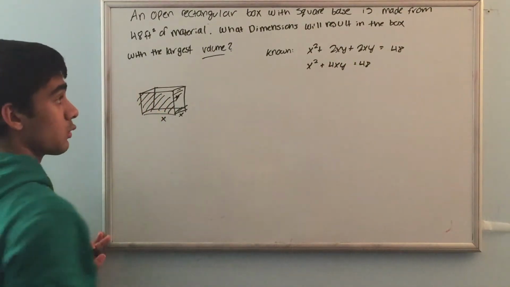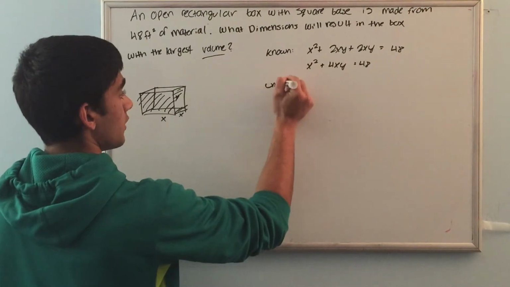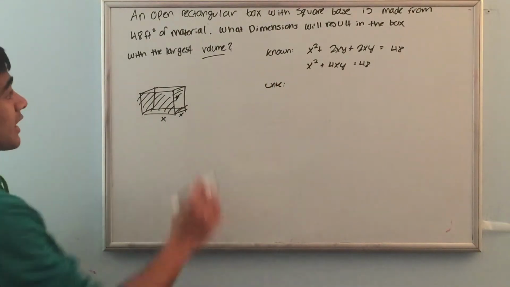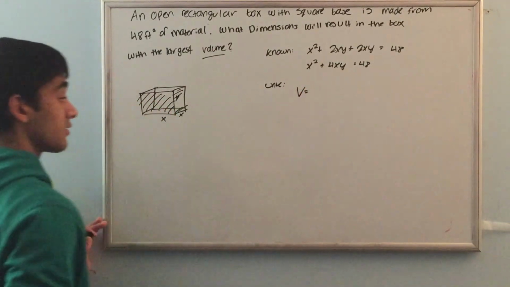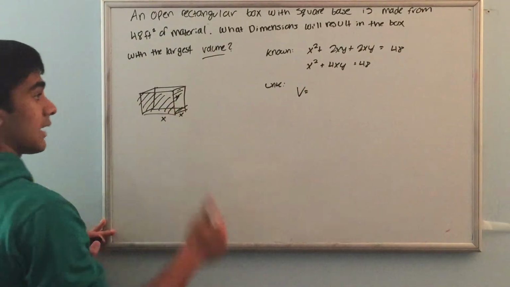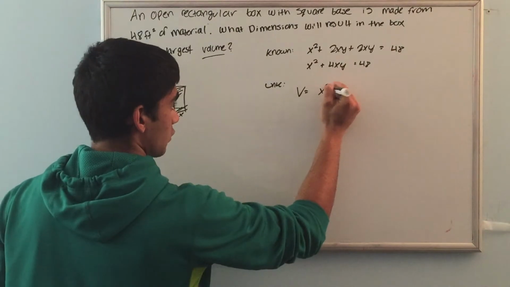Now we can write our unknown equation. Remember, the unknown equation is normally the one we want to maximize. In this case, we want to maximize the volume, so let's write it as V equals. The volume equals x times x times y, so that's x squared y.